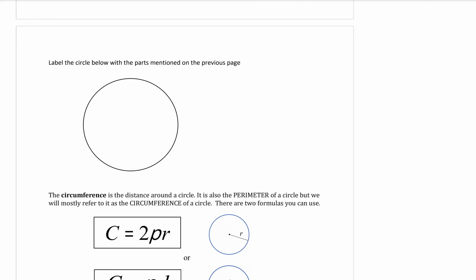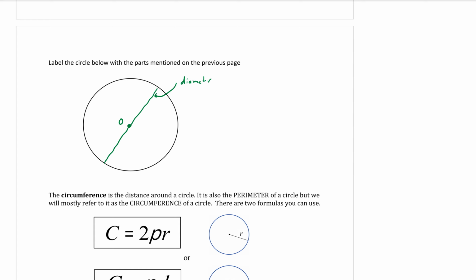So, label the circle below with the parts mentioned on the previous page. Okay, let's have a think. The first one was a diameter. So we need a center of our circle. So we call that O. And we're going to draw a line going all the way from one side of the circle through to the other, preferably with a ruler. That is called a diameter.